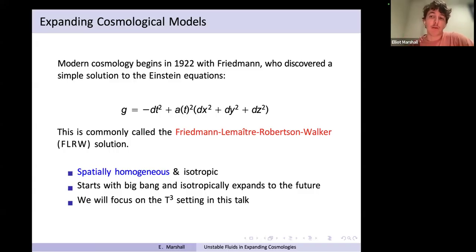It has a few features that we would now consider common in modern cosmology. So it starts with a Big Bang and it isotropically expands to the future. And in this talk, I'm just going to be considering the simplest case, which is looking at flat spatial slices with a T3 topology. So this is the most commonly studied FLRW model, but also because we're looking at numerics, T3 is also the easiest situation to work with because we just have a simple periodic boundary condition.